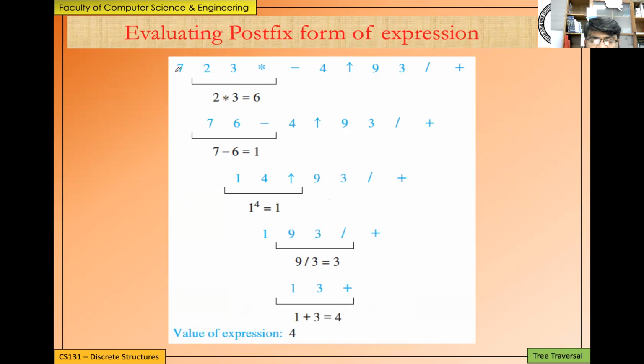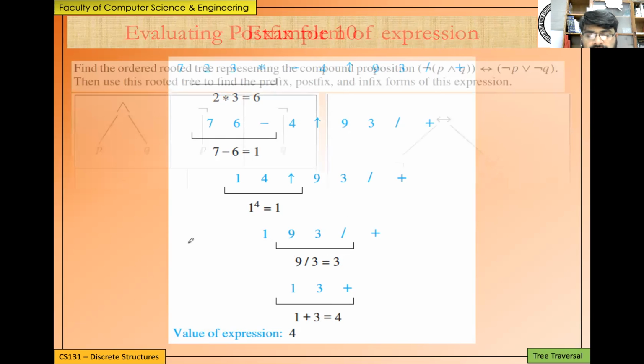Then the next one is 7, 6 minus. So you basically subtract 6 from 7 and you get 1. Now again, 1 raised to power 4 is the next thing, and this gives you 1. So now you need to get to this divide. So 9 divided by 3 gives you 3, and 1 plus 3 gives you 4. The value of the expression is 4. And that's how you evaluate a postfix form.